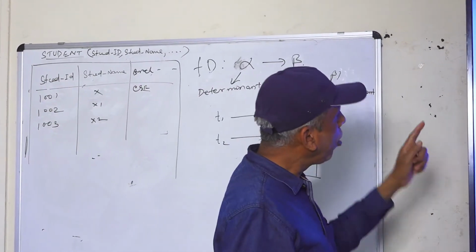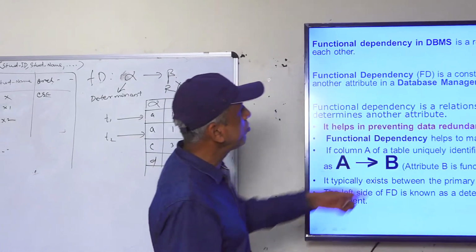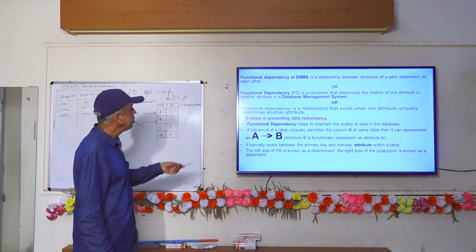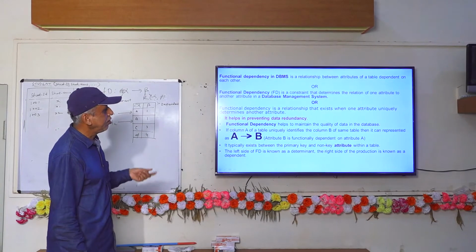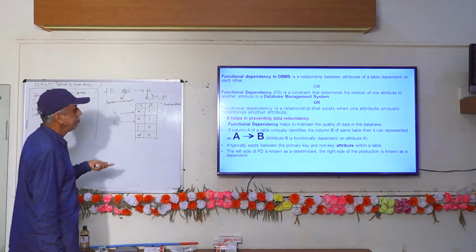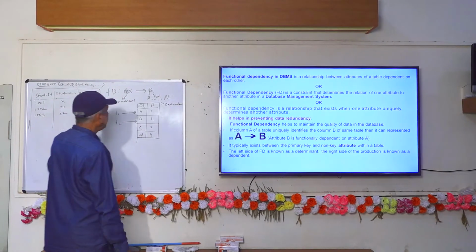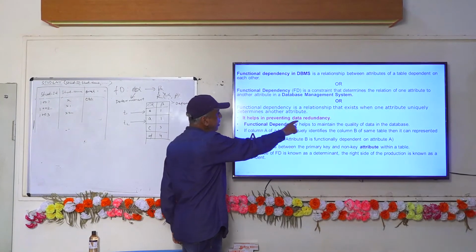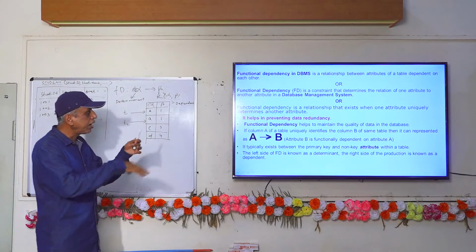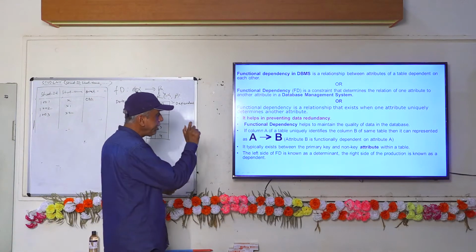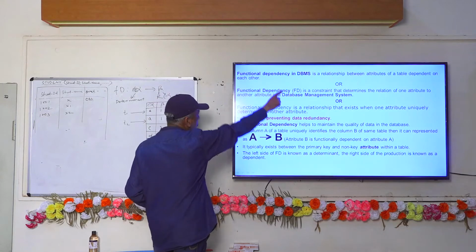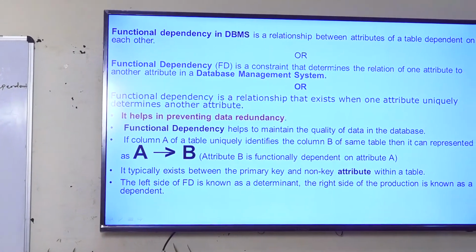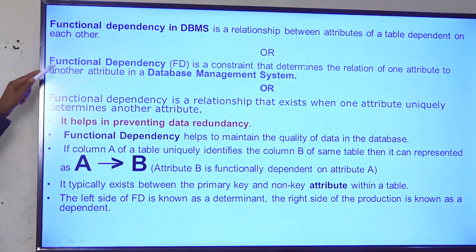And on each other. Functional dependency is a constraint to determine the relation of one attribute to another attribute in a database management system. Or it is a relationship that exists when one attribute is uniquely determined by another attribute. So what does it help with? It helps in preventing data redundancy. Most important is preventing data redundancy, that means reducing the duplication of data. This is the most important point for functional dependency. And it helps to maintain the quality of data in the database.